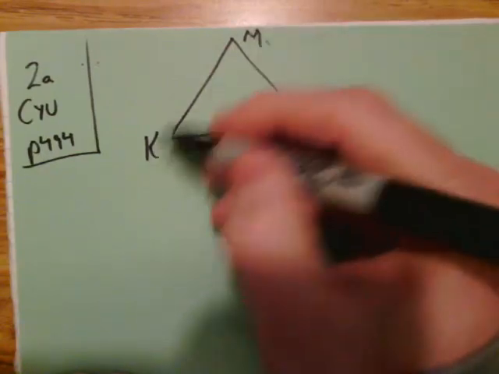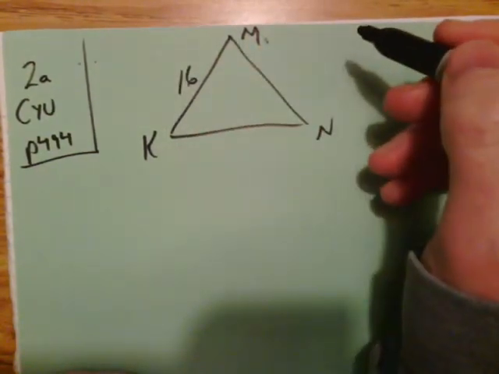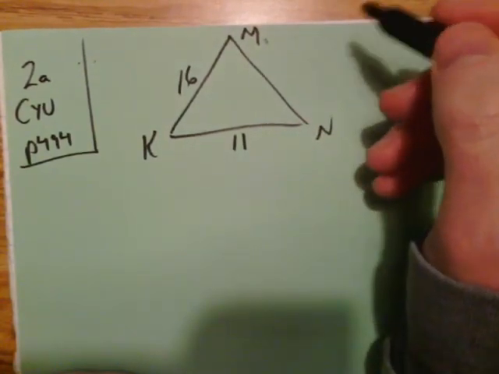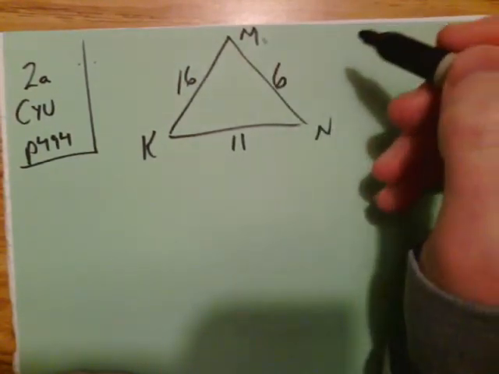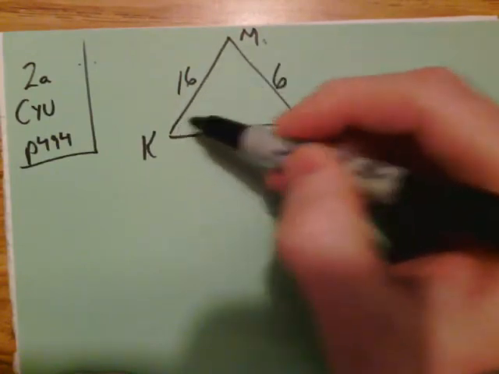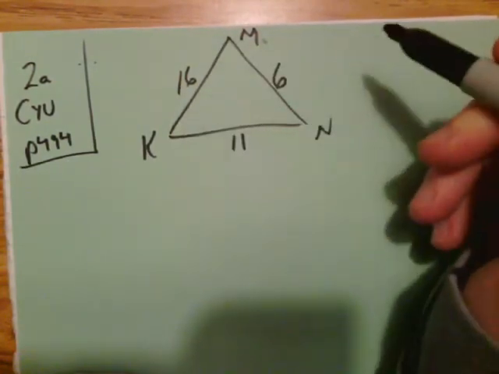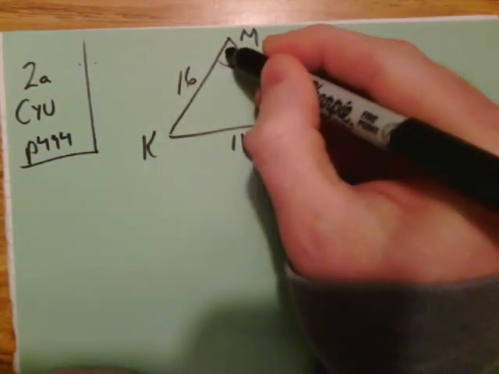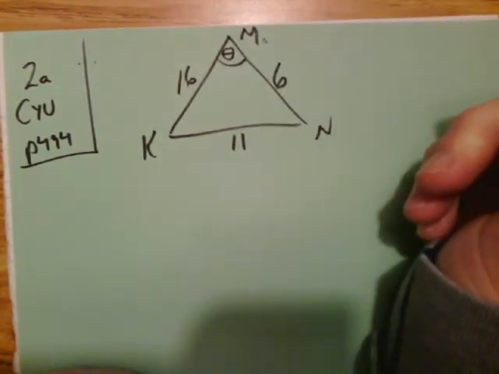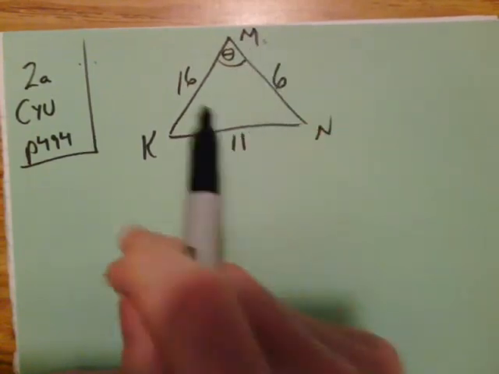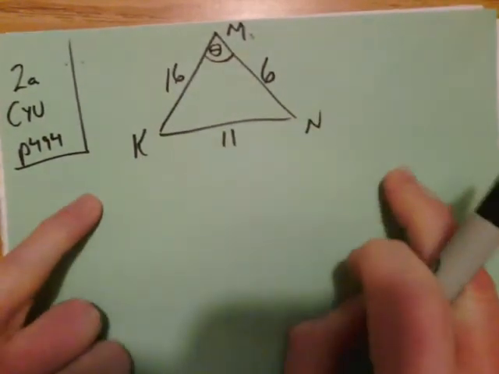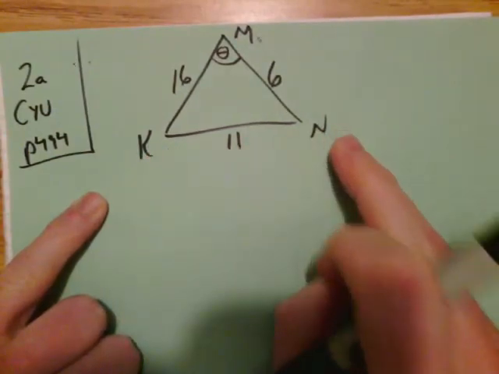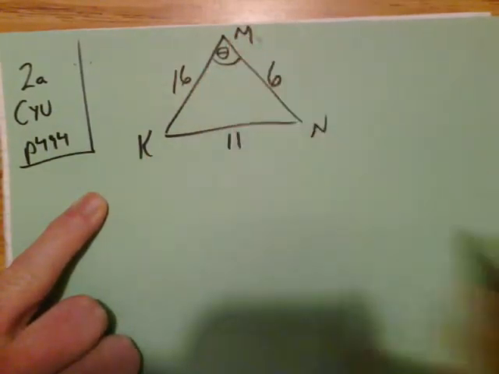KM is 16, KN is 11, and MN is 6. Just by looking at this we could solve for any of the angles, but what does it want us to get? Angle M. That's what we need to solve for. So m is going to be the isolated one on both ends. It'll be m squared equals k squared plus n squared minus 2kn cos of m.